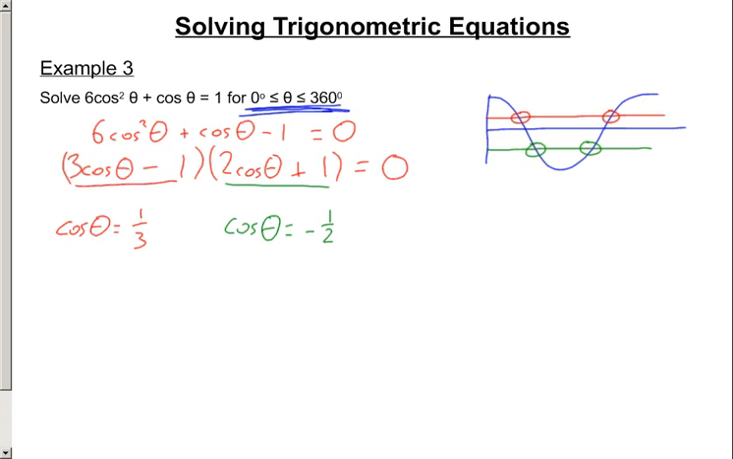So now let's solve each of these. For this one, we get theta is equal to 70.53 when we do the inverse, and by symmetry, we get theta is equal to 289.47. Double check that you can get that answer by symmetry. If you can't work out how to do it, go away and think about it.